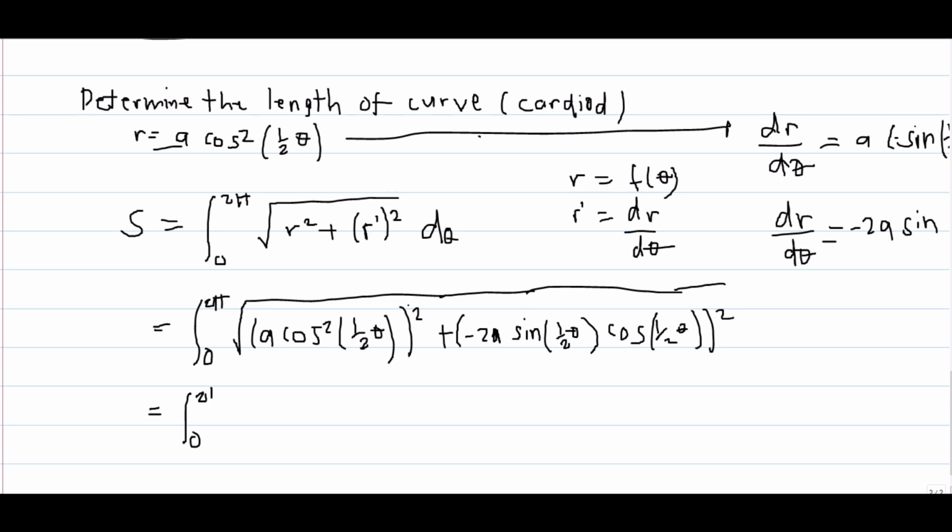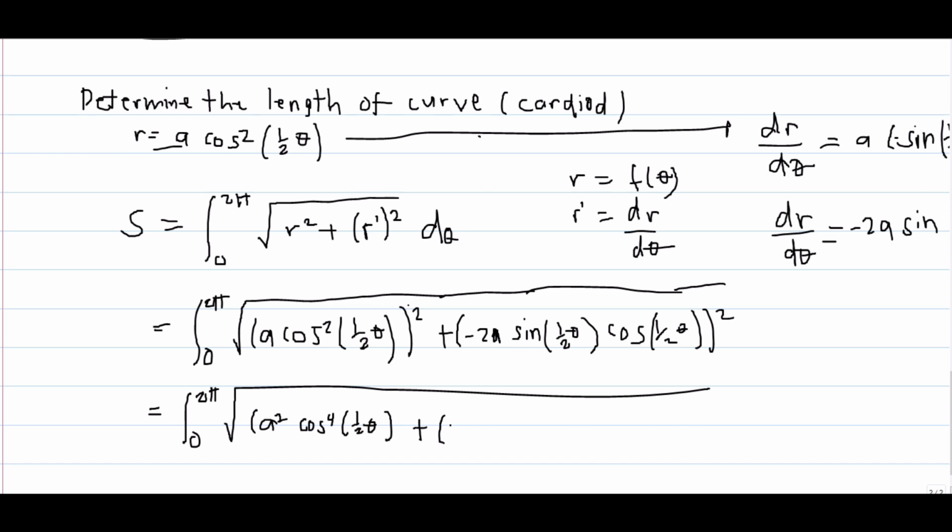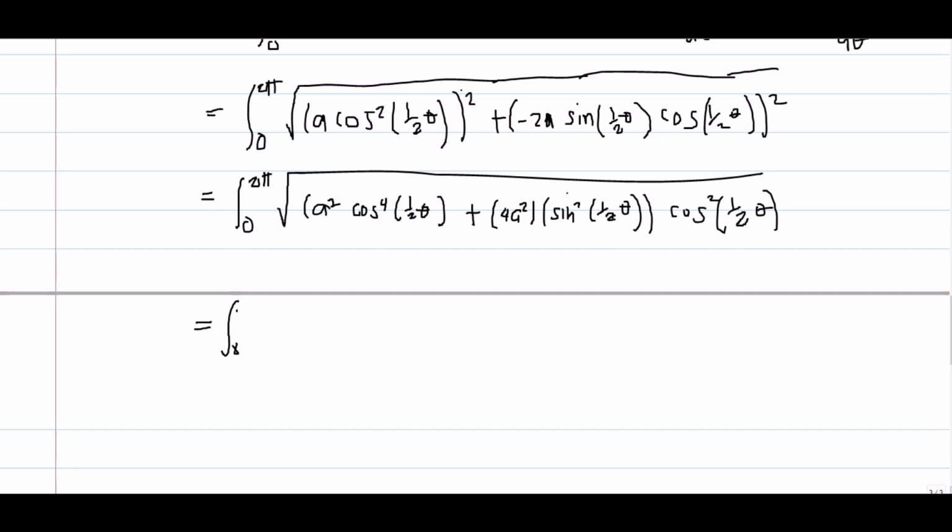So you have 0 to 2 pi, then the square root, quantity of a squared, then cosine to the power 4, 1/2 theta here, then plus quantity of 4 a squared, then sine squared 1/2 theta, and cosine squared 1/2 theta, squared here, okay.